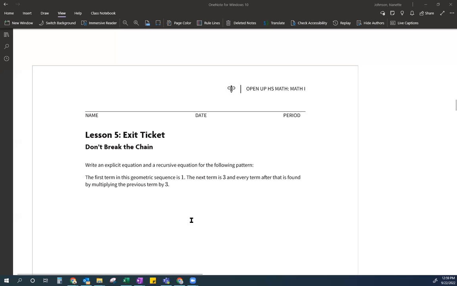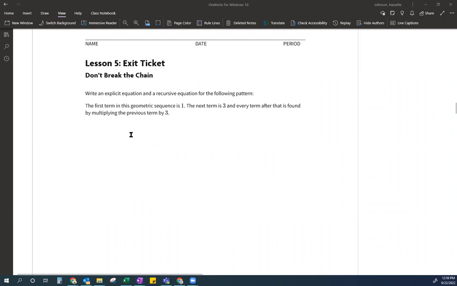Okay, for this video, we're going to talk about how to write an explicit equation and recursive equation for the following pattern. The first term of the sequence is this, and then the next term is 3, and every term after that is found by multiplying by 3.